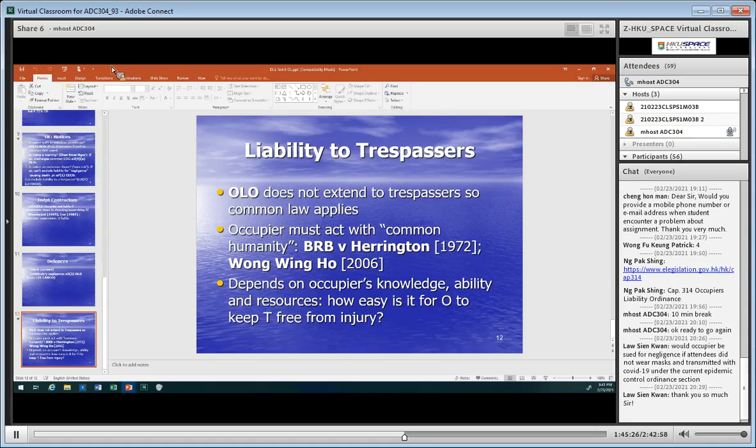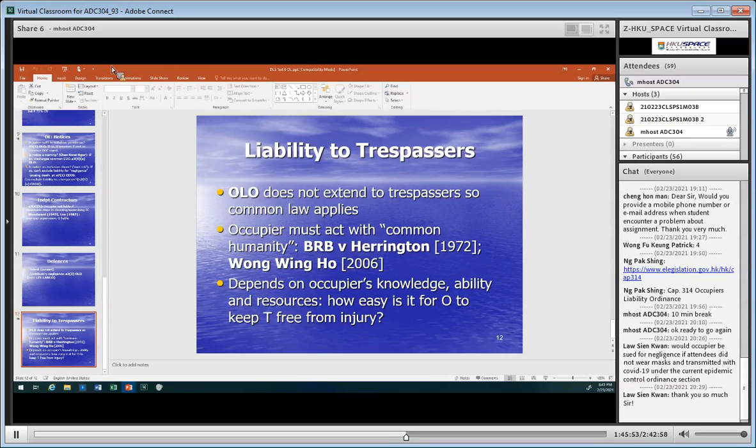So the Occupiers Liability Ordinance does not extend to trespassers. So the legislation only applies to visitors, okay? So occupiers and a visitor. The Occupiers Liability Ordinance does not apply to trespassers on property. So is there any duty owed to trespassers at all? The answer is yes.